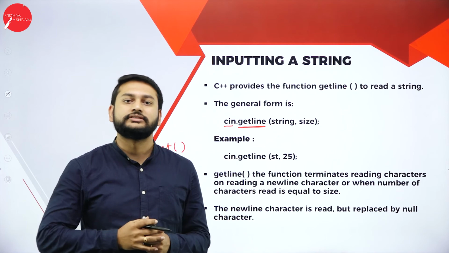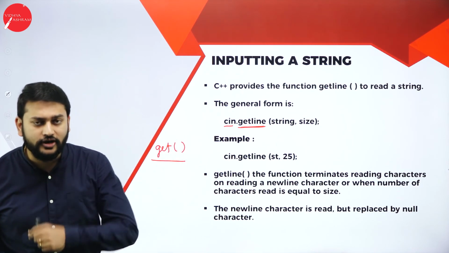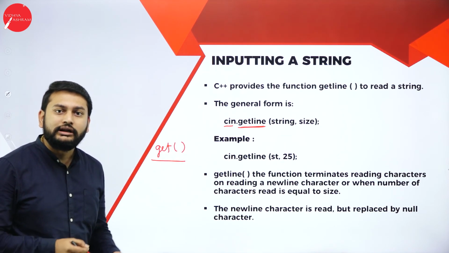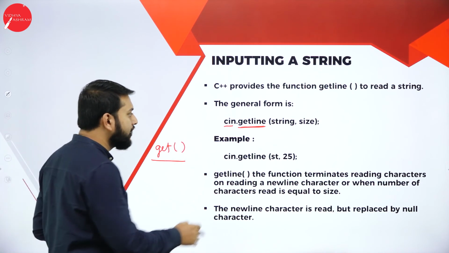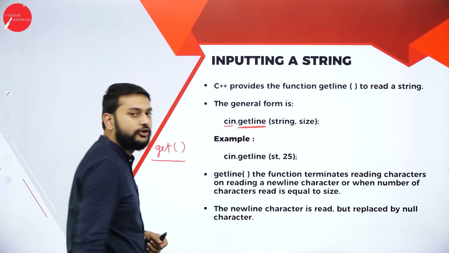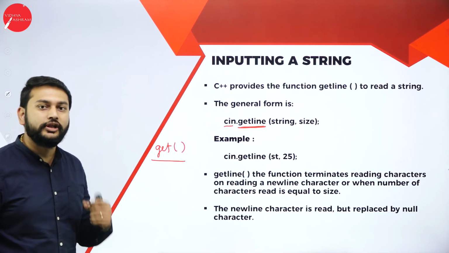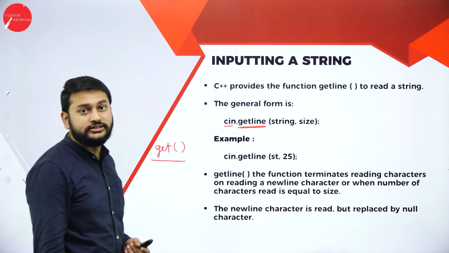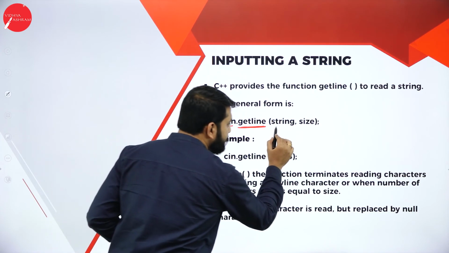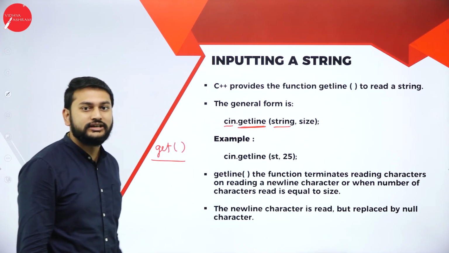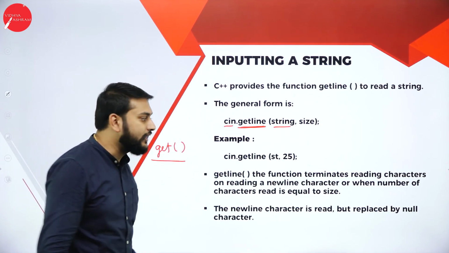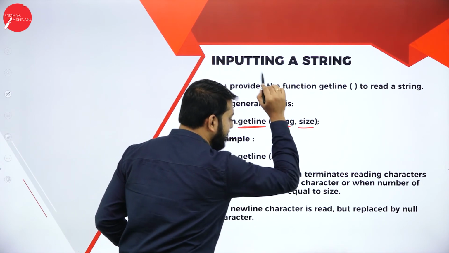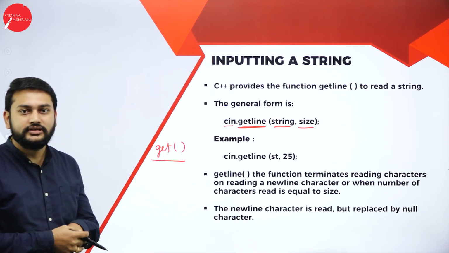So please understand that. What is the function that I use to read the characters? I use getline. That's what you need to understand. So fine, inside that, what do I have to pass? I have to pass the string as a parameter. Along with that, I have to pass the size.